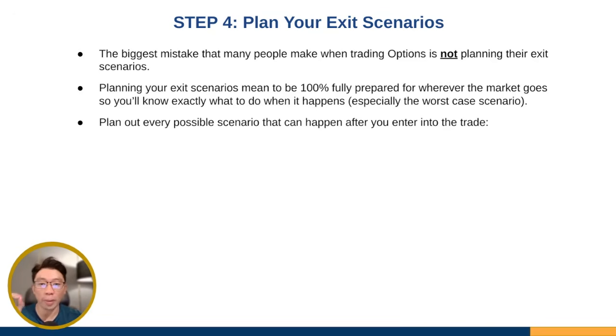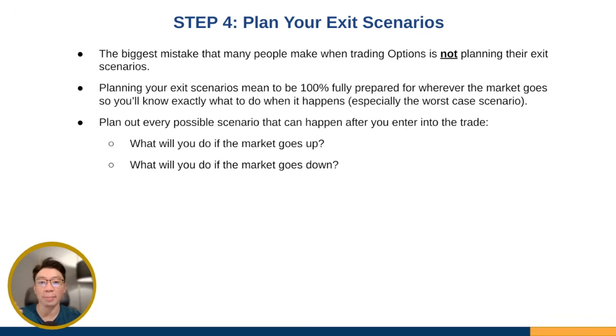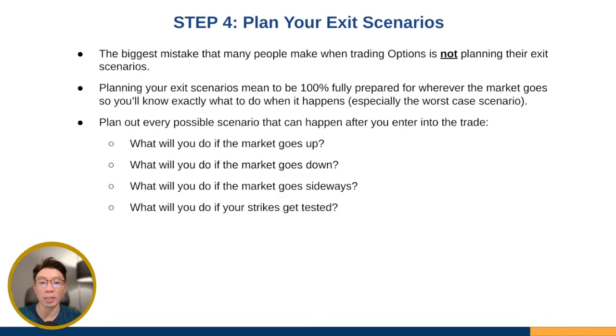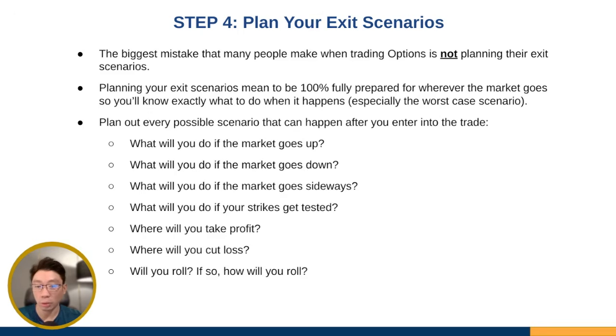So you have to plan out every possible scenario that can happen after you enter into a trade. For example, what will you do if the market goes up? What will you do if the market goes down? What will you do if the market goes sideways? What will you do if your strikes get tested? Where will you take profit? Where will you cut loss? Will you roll? If so, how will you roll? Where will you exit? All these questions you must ask yourself and be really prepared to have the answers before you actually enter into the trade. So this is step 4.